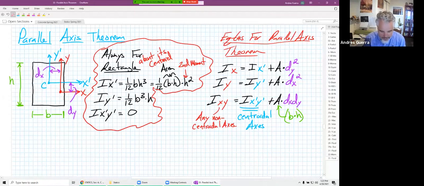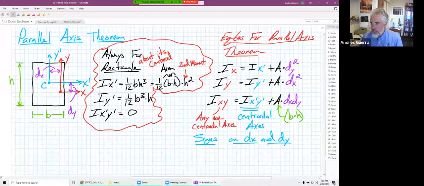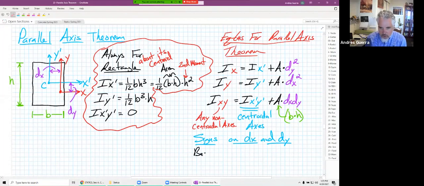Now, the signs on dx and dy, they don't matter if we're doing ix or iy, because it's squared, right? Dx and dy are squared. They are based on the x, y axes. So based on the red axes.